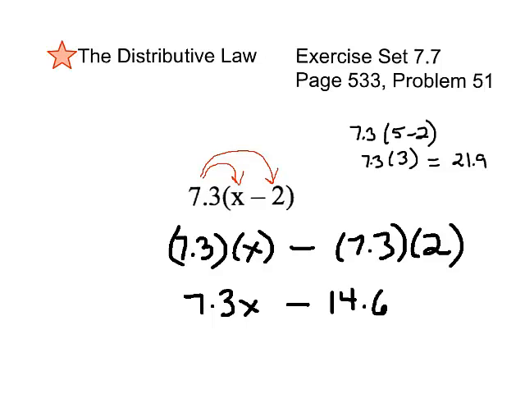And you'll see that there was a subtraction inside the bracket. It was x minus 2. That operation is unchanged. We're still subtracting all the way along. But now we have 7.3x minus 14.6 because we've used the distributive law to simplify the expression.